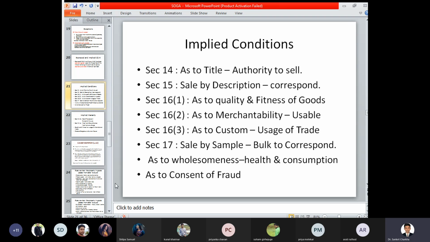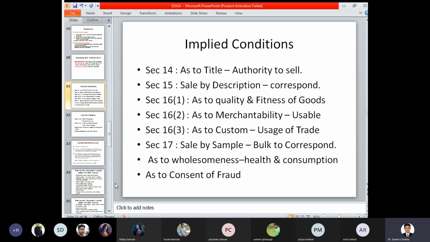So based on the implied condition, it can be identified whether the product is fit for usefulness or whether the product is not fit for your daily usefulness. As to customs or usage of trade, if the particular product or commodity is used for a business purpose, then it is the duty of the buyer to inform the seller for what purpose he is purchasing those goods and services.